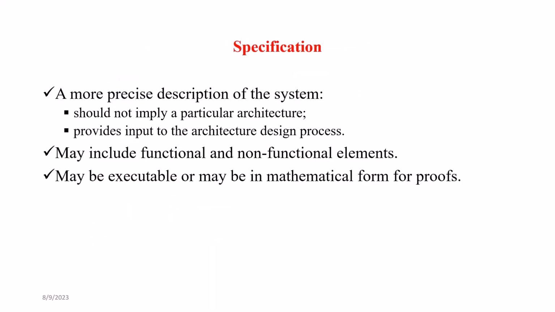So next we'll see the specification. A more precise description of the system should not imply a particular architecture and should provide input to the architecture design process. It may include the functional and the non-functional elements. The specification may be executable or may be a mathematical form of the proofs.